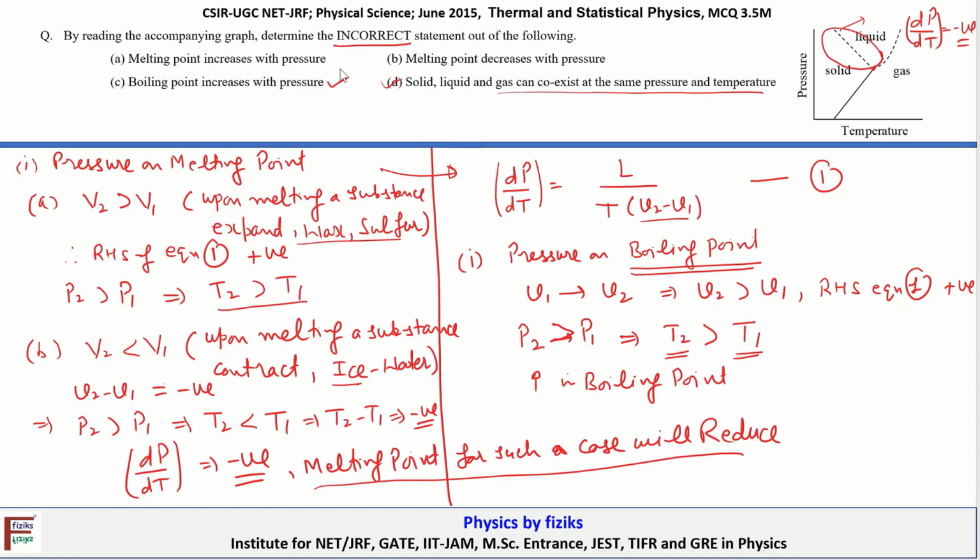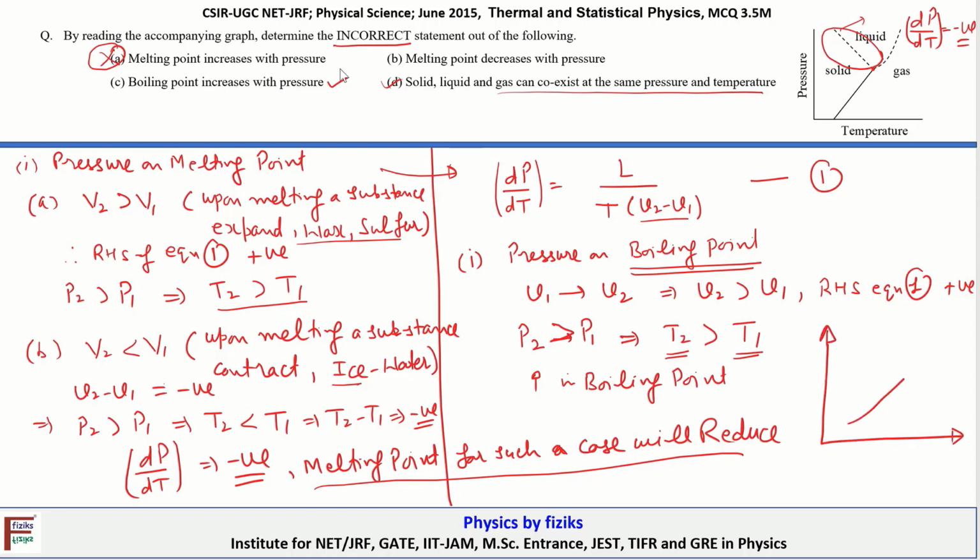In statement A, it's written that melting point increases with pressure. So this is the incorrect statement here. Incorrect means this is the right answer for the given question, because we have to identify the incorrect statement. This is going to be a correct statement for another diagram, so let me draw the diagram here. Option A will be correct for the diagram that I'm drawing.